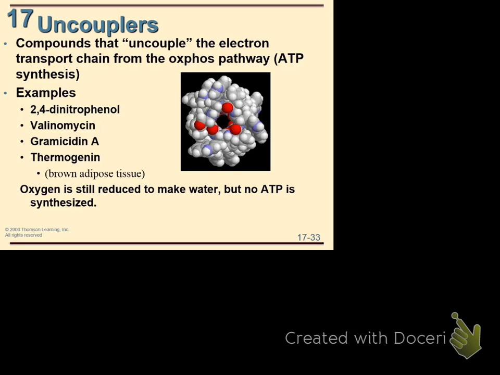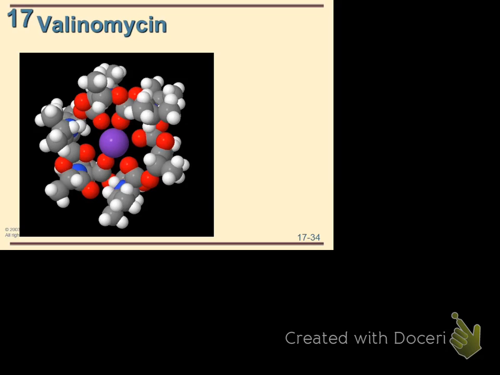And so there are some other examples: 2,4-dinitrophenol, phenylamycin, gramicidin A, and then there's the protein thermogenin, which is what's in brown adipose tissue. So the oxygen is still used to make water, but there's no ATP that's synthesized. So that's phenylamycin. You could see where, this one's really obvious where it's charged, and so the protons can just flow right on through. And so, these are antibiotics. There's also some toxins that, the reason why they are toxic is because they puncture holes in the inner membrane of the mitochondria, and so therefore you don't make any ATP.